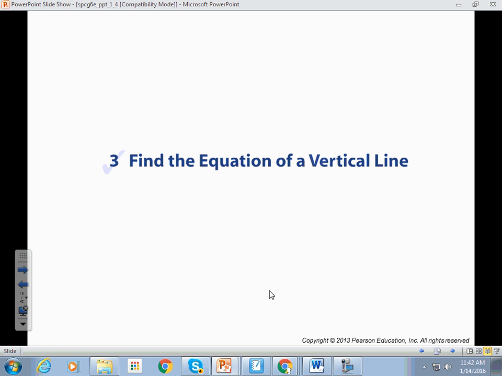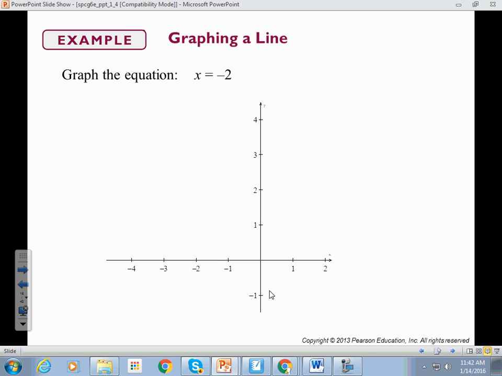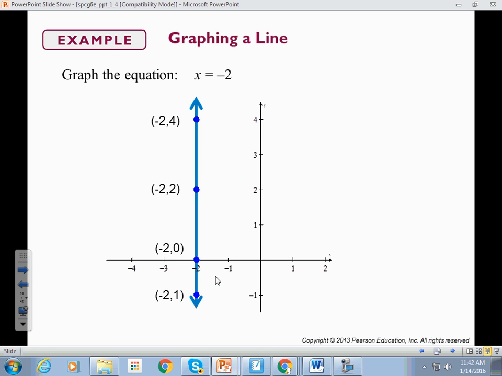All right, so we're going to now do finding the equation of a vertical line. So if we're graphing x equals -2, you want to look at your graph and go, where is x equals -2? It's right here, and it's in fact right here, and it's here, and it's all along this vertical line here. So then you connect those dots. And anytime you have a vertical line, you'll have an x equals equation.